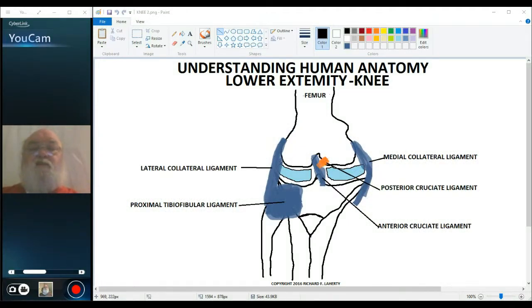This is a good place to stop our discussion of the knee joint, and in the next video we'll complete our discussion of the knee joint by adding in the patella and then taking a closer look at the anterior and posterior cruciate ligaments.